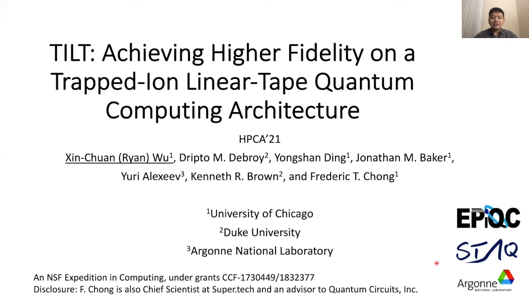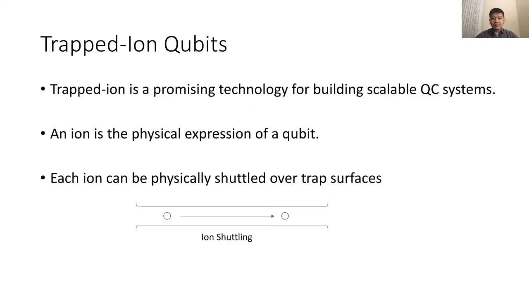In the next few minutes, I will introduce our work on trapped ion quantum computing research. This work is a collaboration with Duke University and Argonne National Lab. Trapped ion is a promising technology for building scalable quantum computing systems.